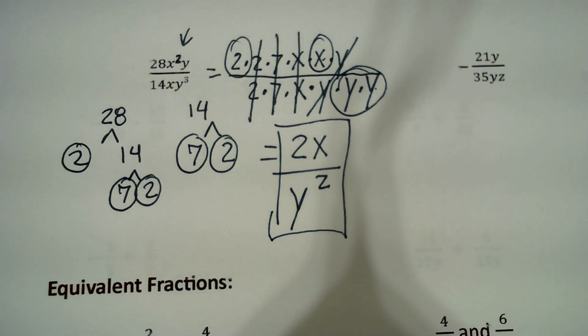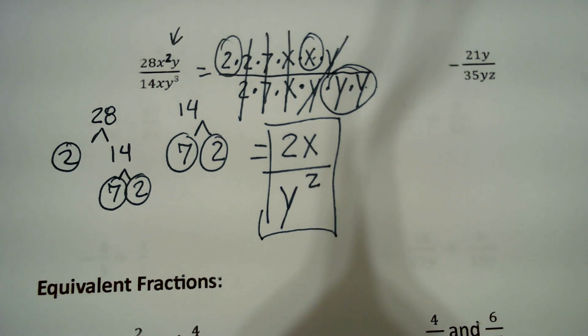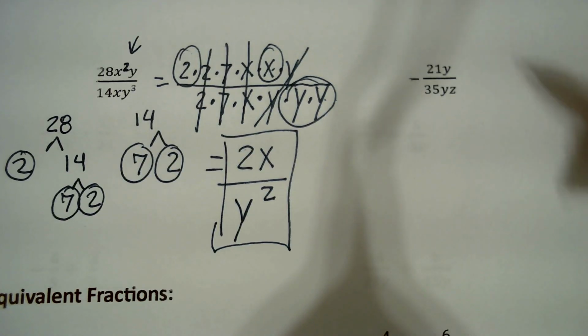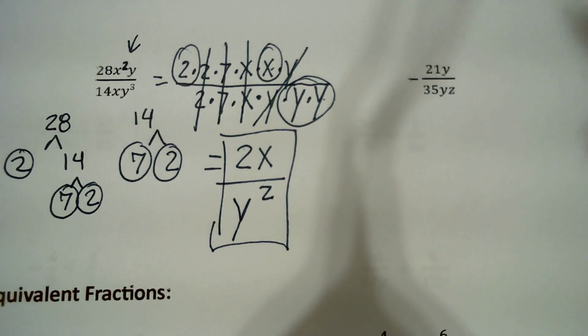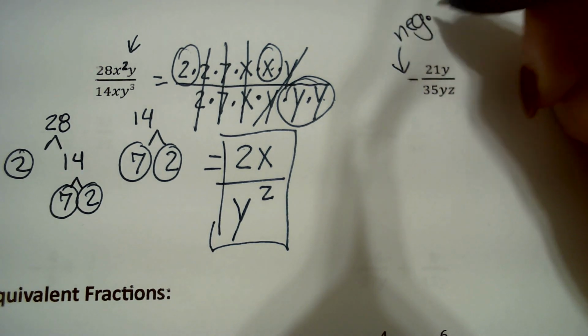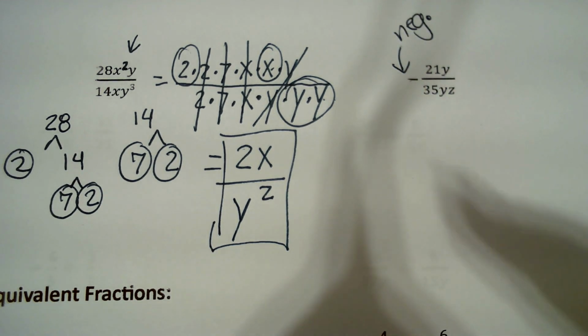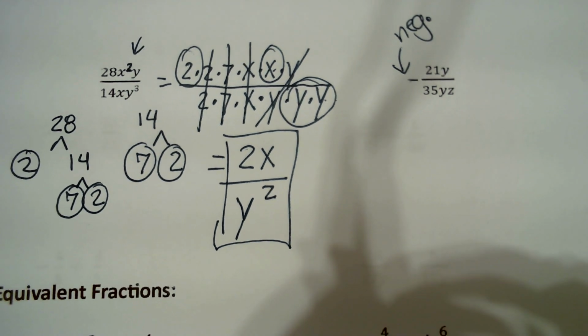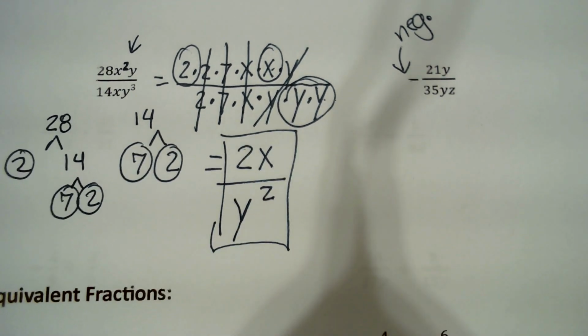2x over y squared. Let's do one more, and this one has a negative. So the first thing I'm going to do is look and see, are there any other negatives that might cancel it out? And there aren't. So I'm just going to remember that my final answer needs to be negative, and then I'm going to kind of put that negative off to the side and not let it distract me. I'll bring that back at the end.